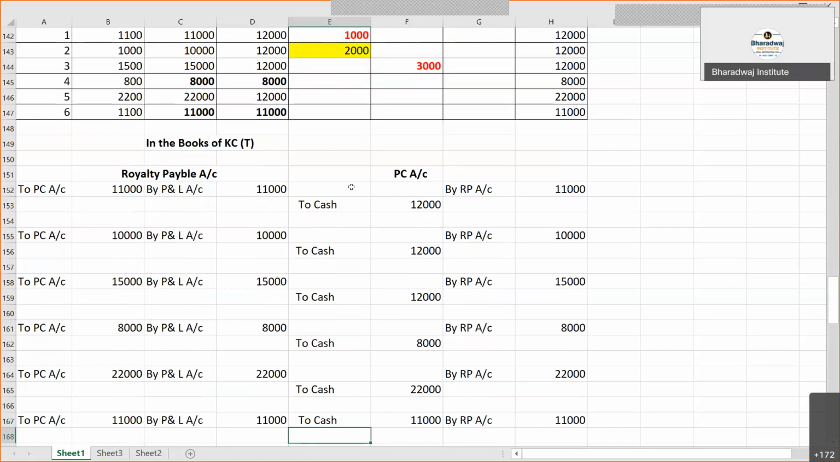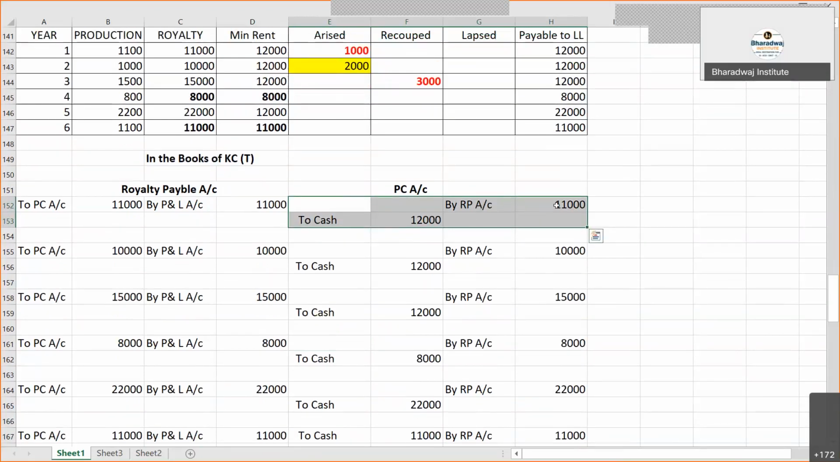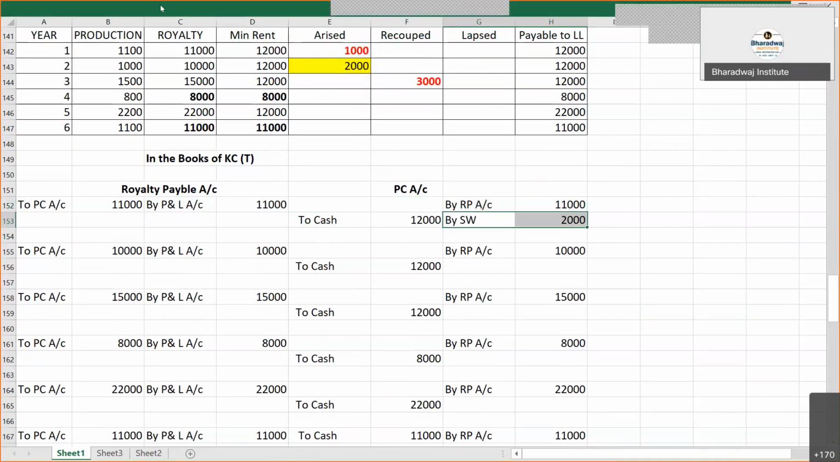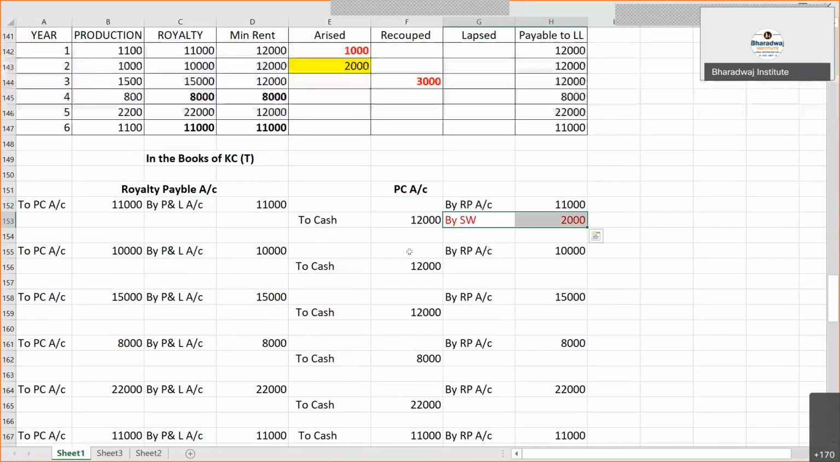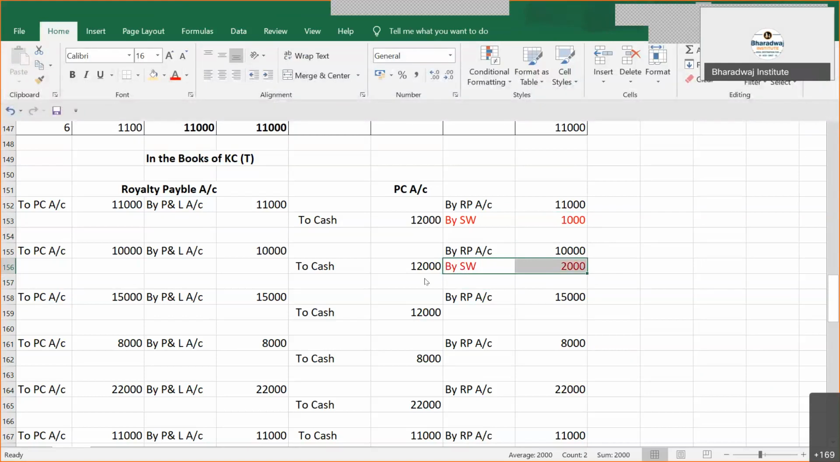Okay, if you look at the first year, royalty is 11,000, but we are paying 12,000. Why? Because of short working. Short working 2,000, so the difference is the short working. Or you can check the table also. Again in the second year, there is a short working of 2,000.